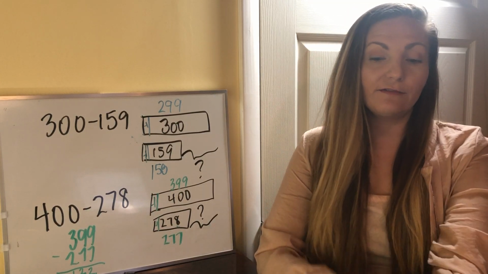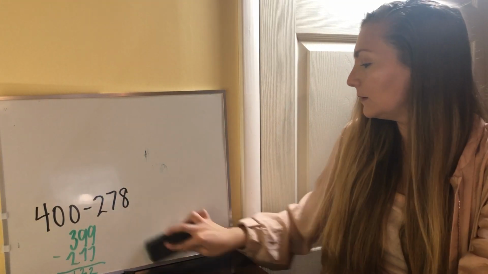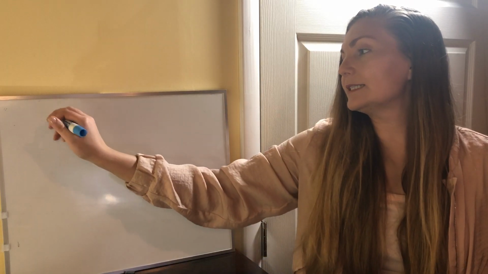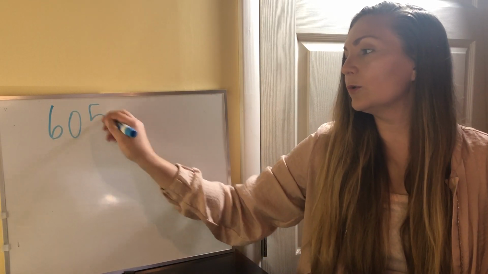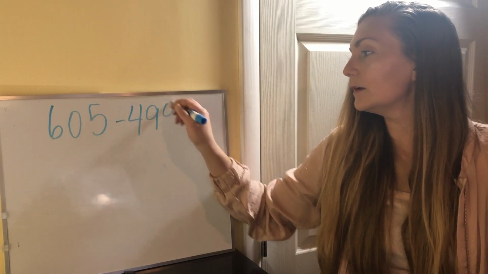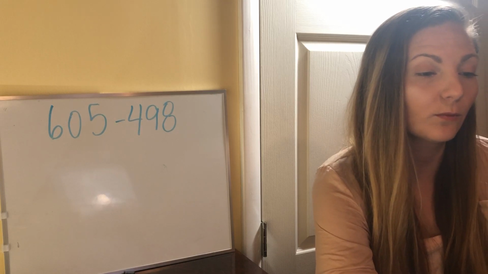I am going to leave you with another problem. Let me erase. This number has a 0 in the tens place, but it's not a multiple of 100 because it has the 5 ones. So I'm going to give you this one. And I'm going to give you one more.